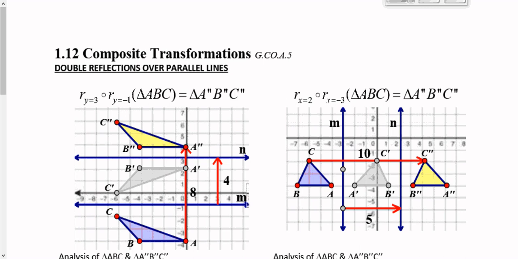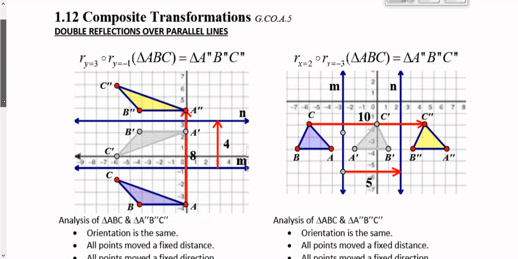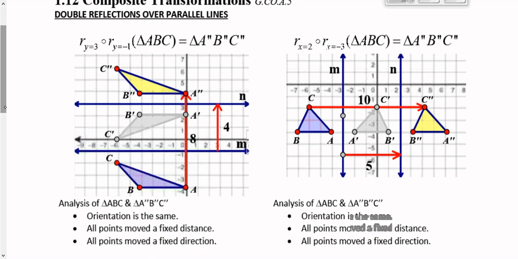Here's a common composite transformation, a double reflection over parallel lines. Parallel lines, you know, never what? Never intersect. So we're going to take a figure, reflect it in one of those lines and then reflect it in the other line. And let's see if we notice something that happens when we do that. So we're starting out with triangle ABC. We're going to first reflect it in what line?